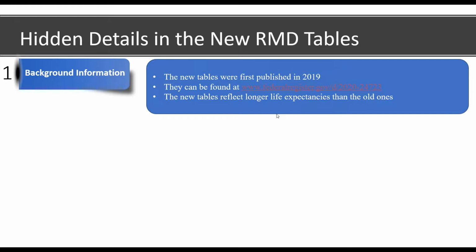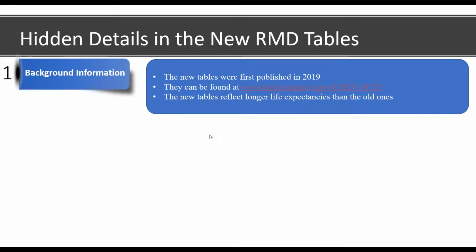Now, those life expectancies may actually be affected by the pandemic, and life expectancies as a result of the pandemic probably are shorter than reflected in the tables. But things in the federal government, things with the IRS do take a long time to come to implementation. And so these expectancies in the tables were current as of the time they were first published. The new tables are effective beginning January 1st of this year. And so we have longer life expectancies to deal with.